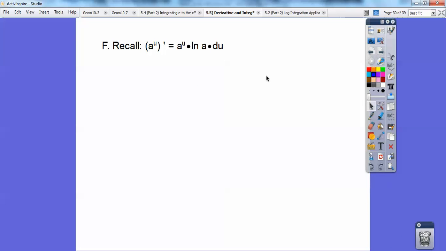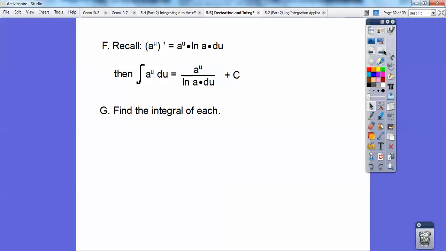Okay, so recall from section A that we just did a few minutes ago, if I have a number to a variable and I'm taking the derivative, it's the function times the natural log of that times du. Well, what do you think integrating is? It's going to be the opposite. When I integrate, it's going to be the function divided by the natural log divided by the chain.